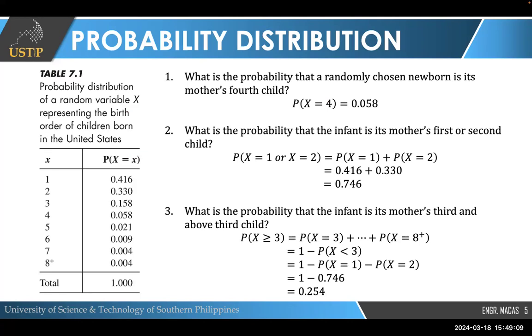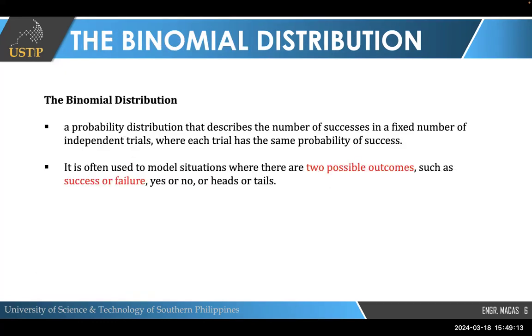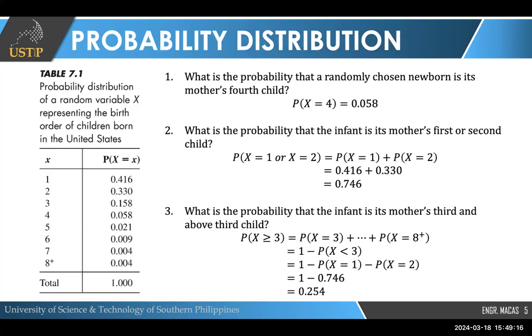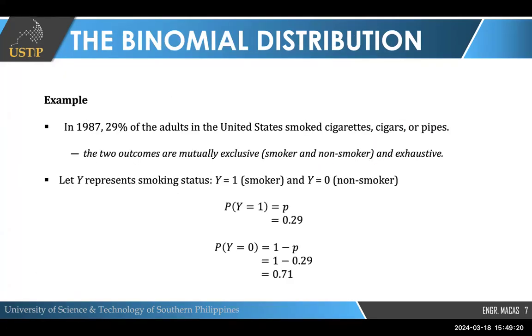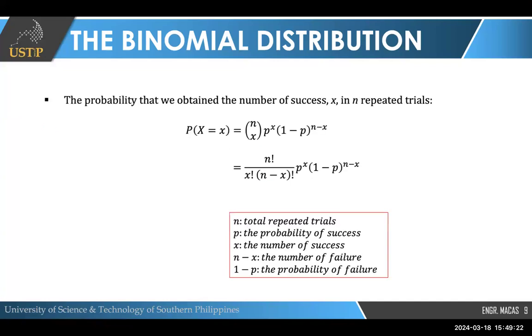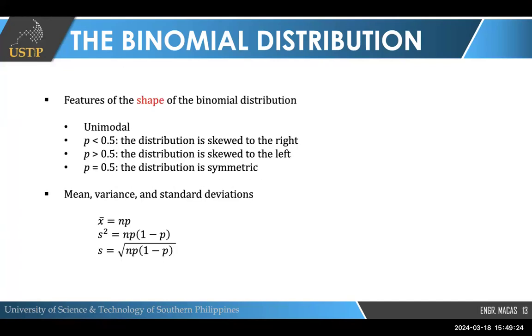So we are used to solving mean, standard deviation, and variance from the actual values of the population. But in this case, if we have no population, given only the probability, how are we going to solve the standard deviation, mean, and variance? We can get them from the values of n and p. Okay?